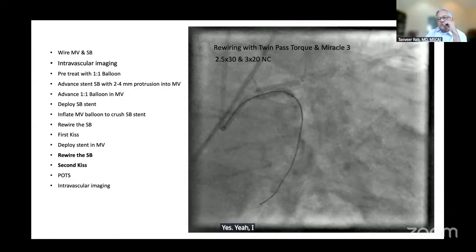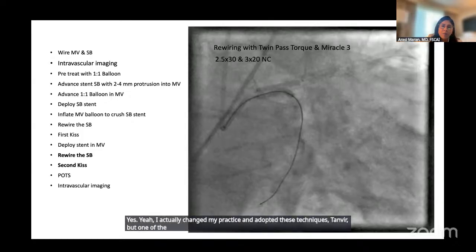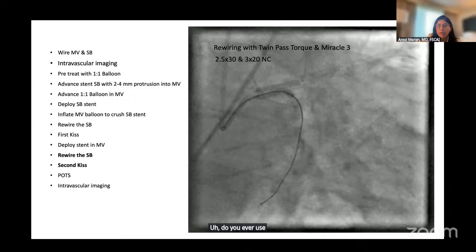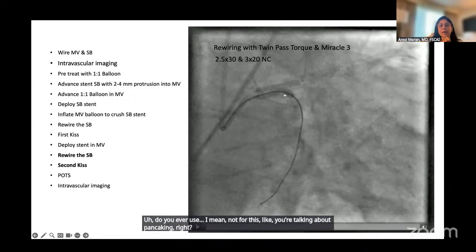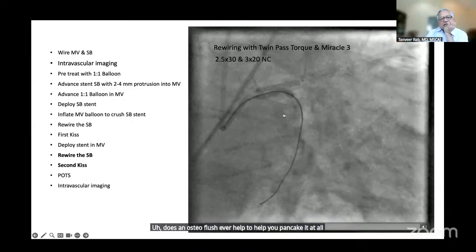Yeah, I actually changed my practice and adopted these techniques, Tanveer. But one of the questions I want to ask the panel also: you're talking about pancaking, right? Does an ostial flush ever help you pancake it at all? No, that's dangerous. You can dissect the vessel.